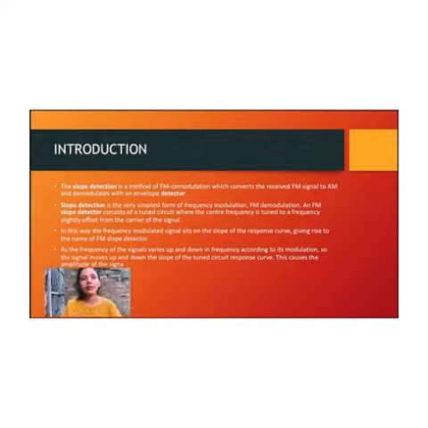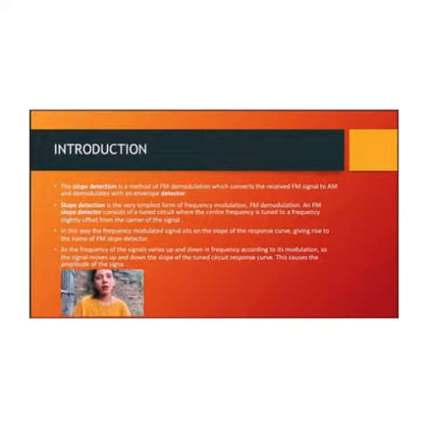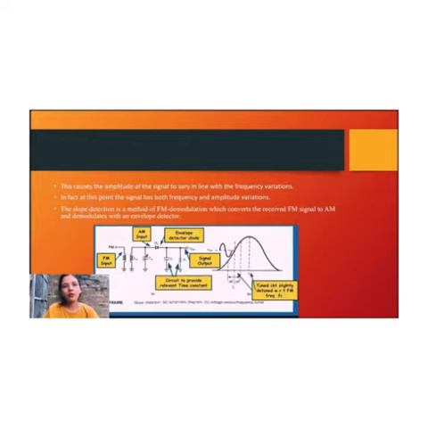In this way, the frequency modulated signal sits on the slope of the response curve, giving rise to the name of FM slope detector. The frequency of the signal varies up and down according to its modulation, so the signal moves up and down the slope of the tuned circuit response curve. This causes the amplitude of the signal to vary with the frequency variation. In fact, at this point, the signal has both frequency and amplitude variation.